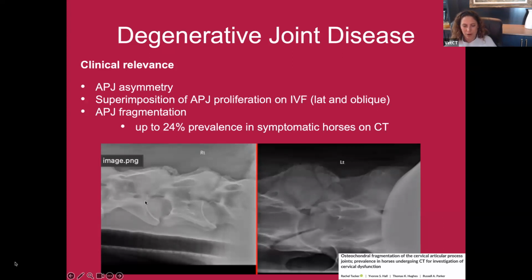And this is just an example. This is a lateral projection, and it looks like there's a fair amount of proliferation dorsally. And then when we get into our oblique projection, we can see that the left articular process joint has a fair amount of proliferation, and it has these fragments associated with it. So I really look carefully to try to identify subtle fragmentation and tie that in with my clinical findings.